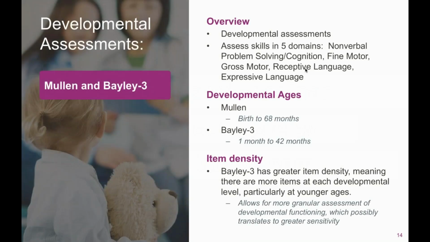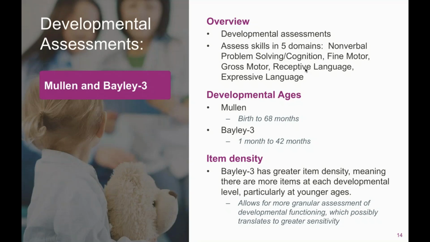months, and the Bayley covers individuals from 1 month to 42 months. So a key differentiator between the two is that the Bayley ends a little bit sooner. The Bayley, though, has greater item density, and this is really key in trials when you're looking for small, kind of granular level changes. You're going to be able to detect that more with the Bayley in comparison to the Mullen, because there's more items.